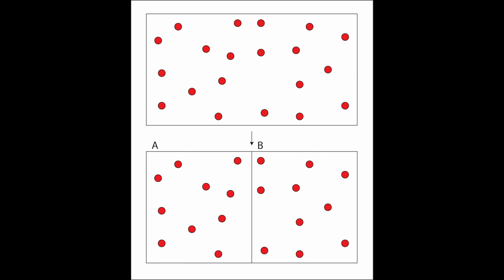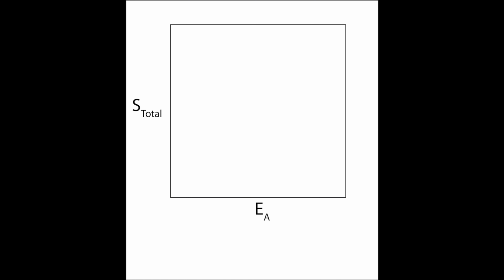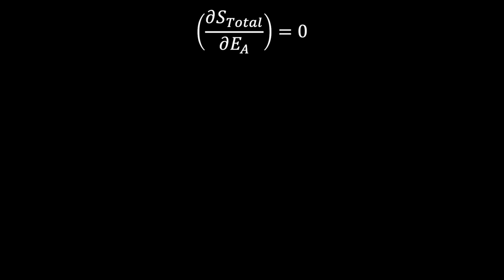Let us now consider a graph with the energy in system A on the x-axis and the total entropy on the y-axis. As I mentioned, the total entropy will be maximized, and so it may look something like this. And where this maximum is, that will be the energy of system A. If we were to increase or decrease the energy in system A, it would decrease the entropy. Or in other words, the derivative of the total entropy with respect to the energy in system A is equal to 0.